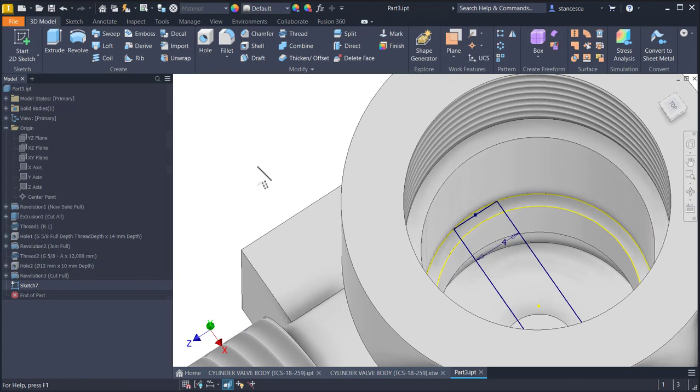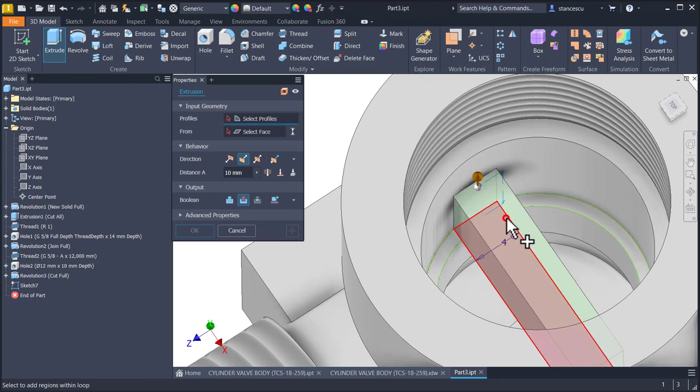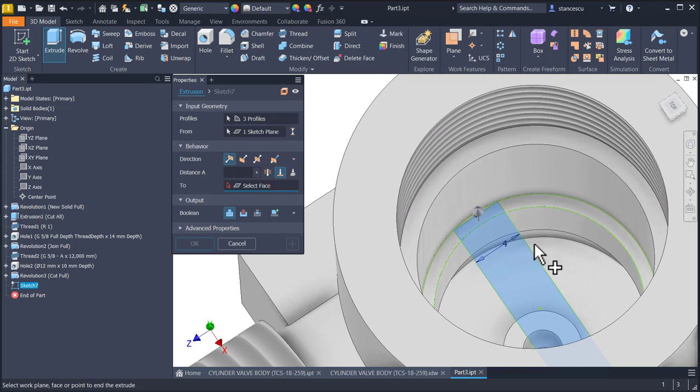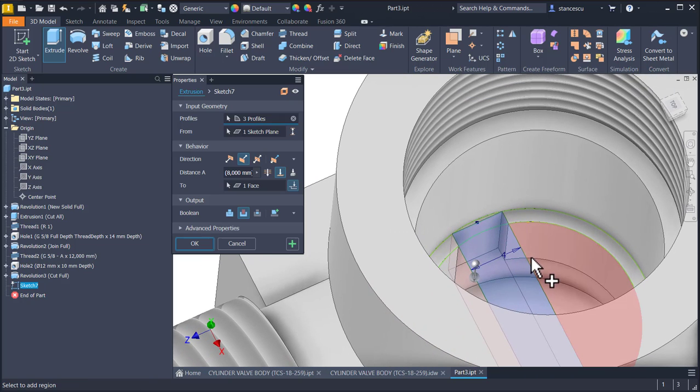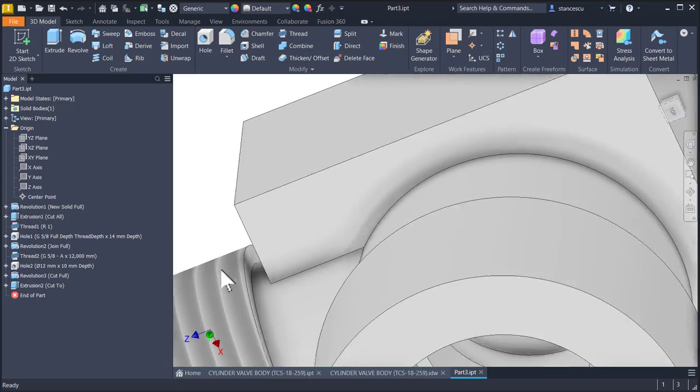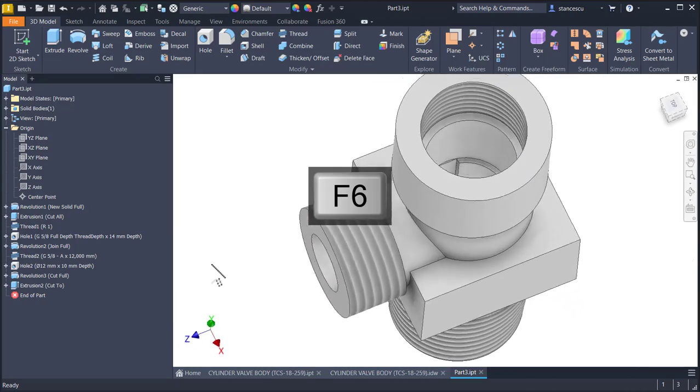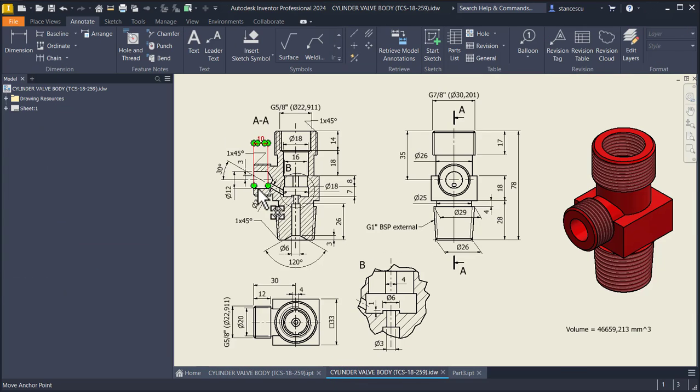Finish sketch, extrude. I select the full rectangle and to what? To this bottom face. You see? You understand? This is 18 and this is also 18. Okay. Good. Now we create this hole.